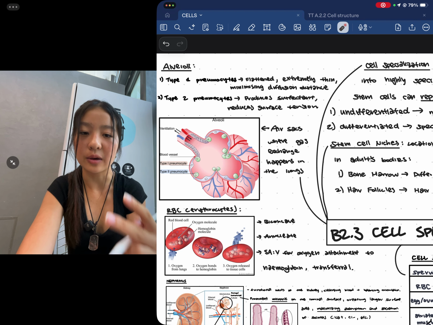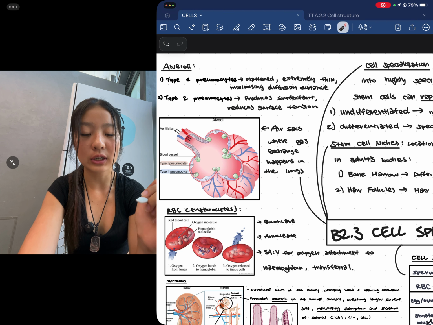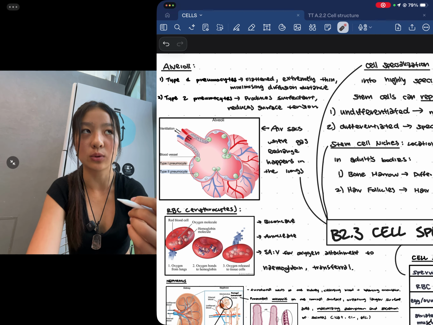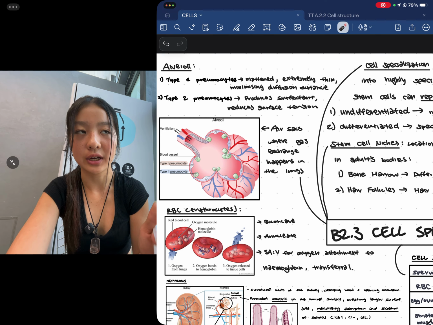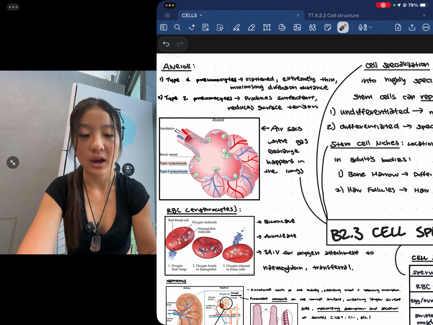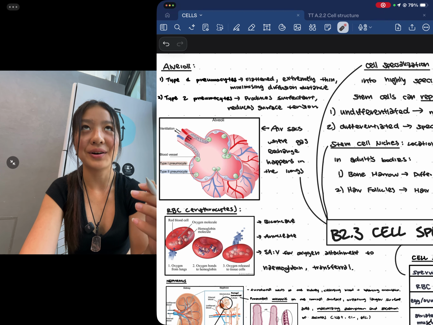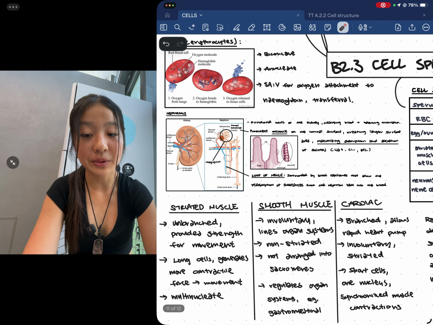Then we have the alveoli, which are the air-filled gas sacs within your lungs. And alveoli have two types of cells. They have the type 1 pneumocyte and the type 2 pneumocyte. The first type of pneumocyte is flattened and extremely thin. They're one cell thick, and it minimizes the diffusion distance of gases into the bloodstream. Type 2 pneumocytes have a different function. They produce surfactant, which reduces the surface tension and reduces the chance of the alveoli collapsing in on themselves.